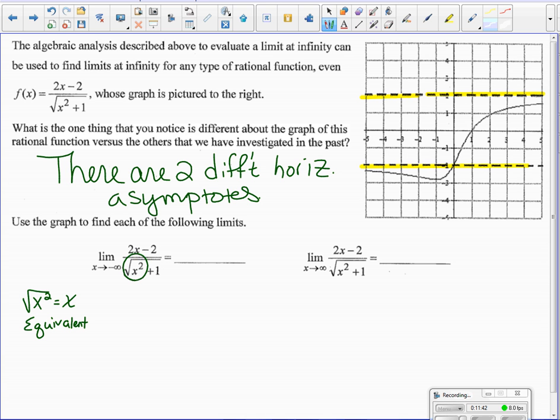So I'm going to do the same thing that I did before. I'm going to analyze it by dividing everything by the square root of x squared. So if you want to hit pause and finish this off and then come back and check your work, that's fine.